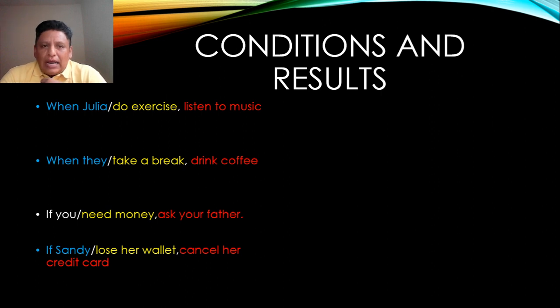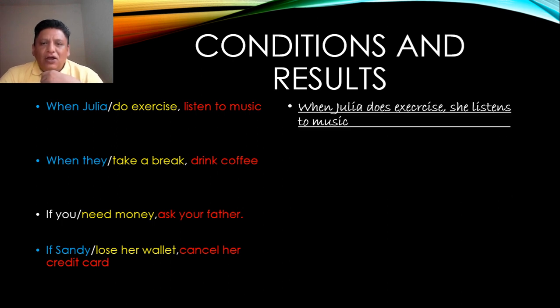Now, let's do some exercises with when or if. So the first one, and in blue and yellow, I have the condition, and in red, I have the result. For example, when Julia do exercise is my cue, listen to music. Okay, so we are going to write a sentence with this information. Okay, when Julia does exercise, she listens to music. So we are practicing the condition in present. When Julia does exercise, she listens to music. The result is in present.